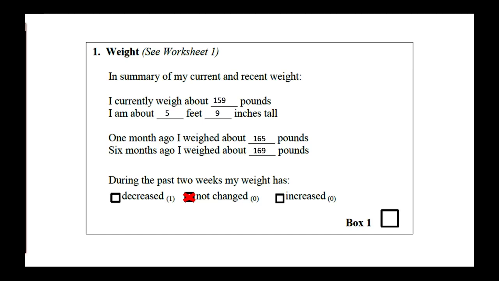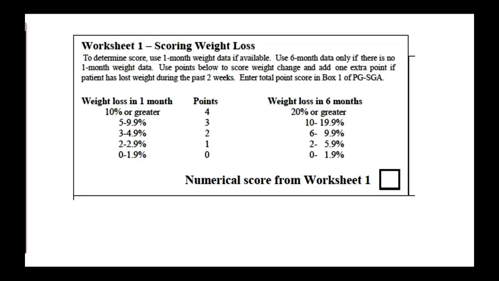However, if we turn the worksheet over, we can see that we want to score that weight loss because we saw that there was weight loss over the last month. When we do that, we see that there was a little over 3% of weight loss in the last month, which would give us a score of 2 for this piece of the worksheet.